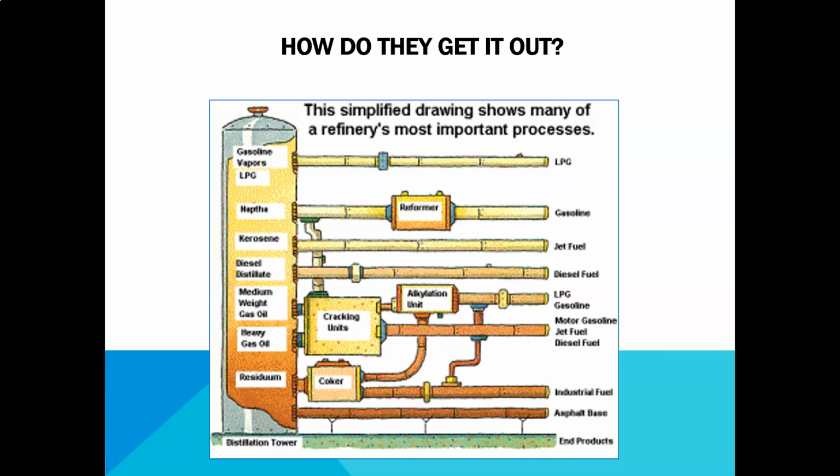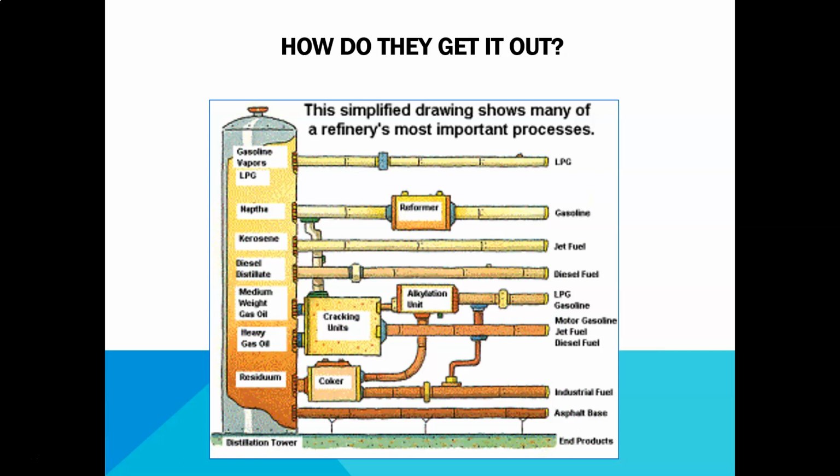So you can see you got different things all the way through as you go up. You can see heavy gas oil, medium weight gas oil, distillate diesel, kerosene, naphtha, LPG, which is liquefied petroleum gas, and gasoline vapors. You see all these things that rise. So they cook off the lower stuff, and naturally as that stuff boils off, you're left with stuff that rises out of it, and they capture it along the way.